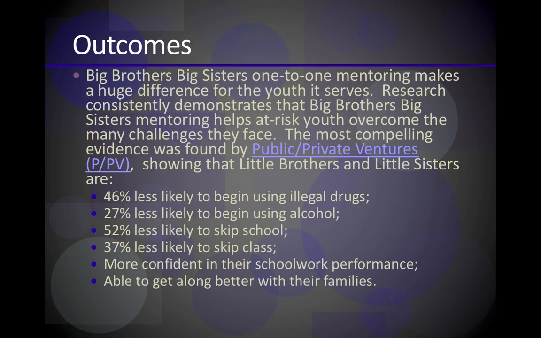Public-Private Ventures is the agency that has assessed this, and they found that little brothers and little sisters are 46% less likely to begin using illegal drugs, 27% less likely to use alcohol, 52% less likely to hit someone, and 37% less likely to skip class. They were more confident in their schoolwork and reported getting along better with their families.